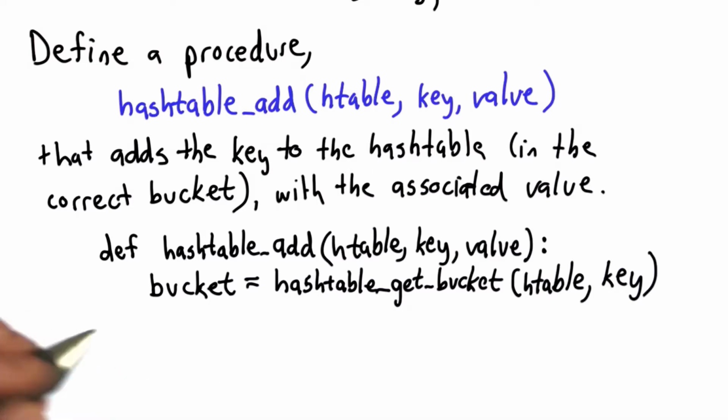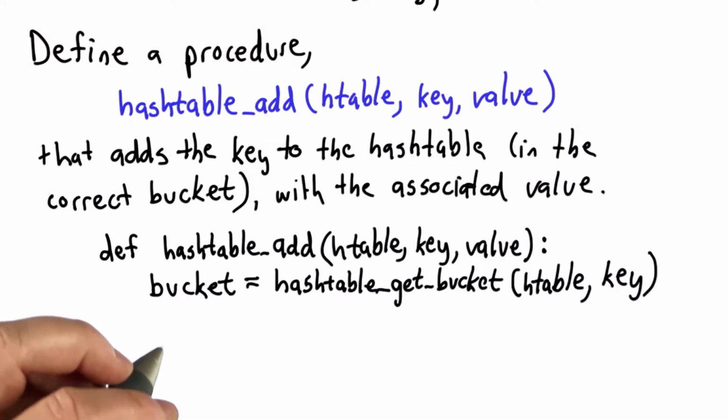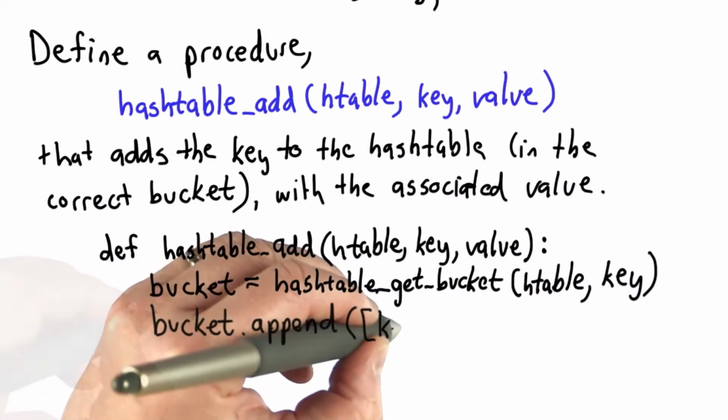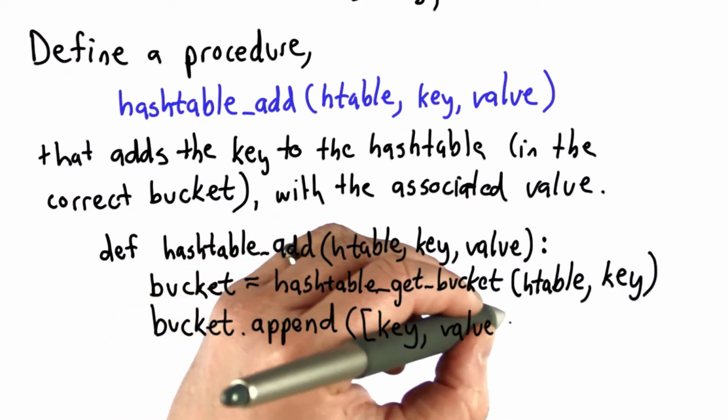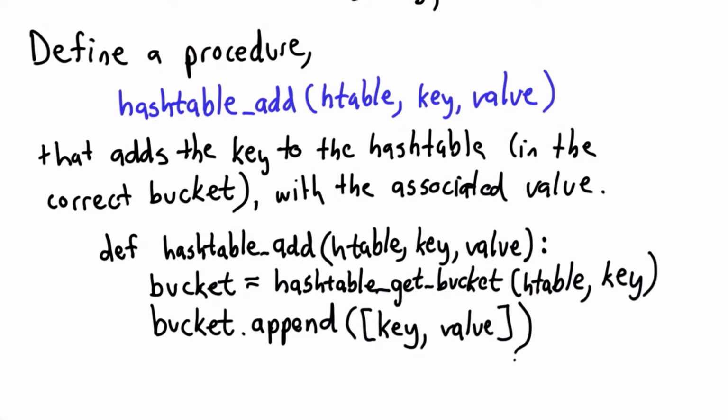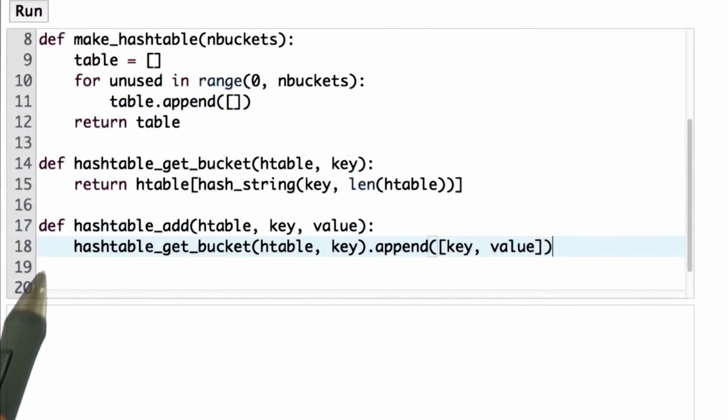The next thing we need to do is add the new key value pair, and we can do that using append. Append will add a new element to the list, and what we want the list to be is a new list with two elements, the key and the value. So let's try this in the Python interpreter.